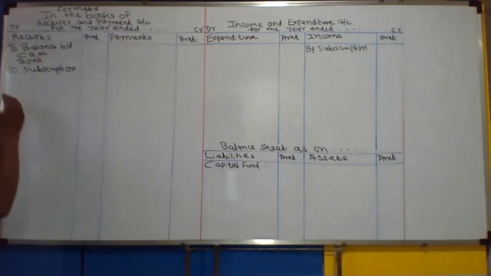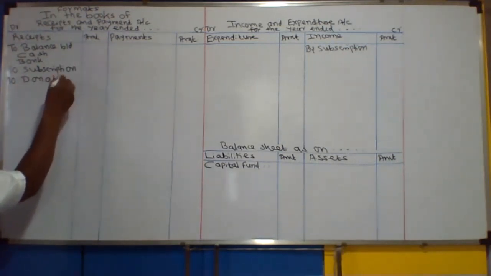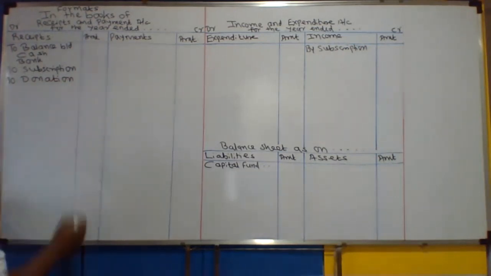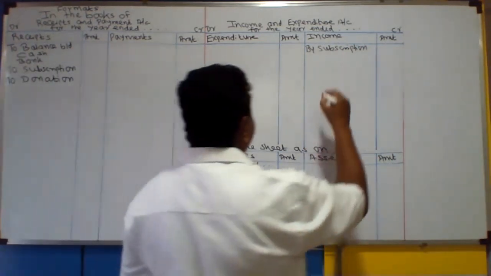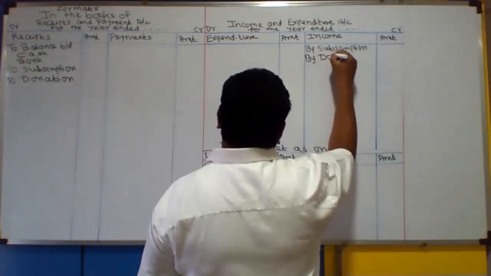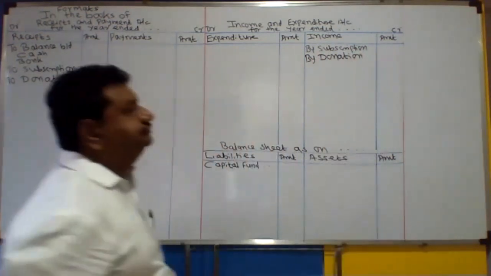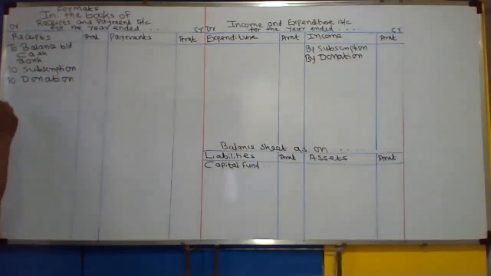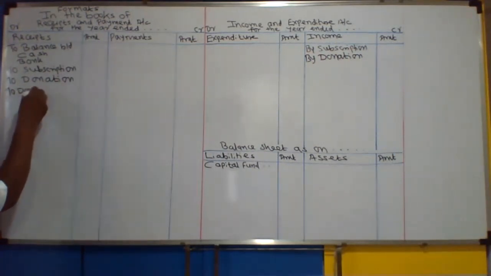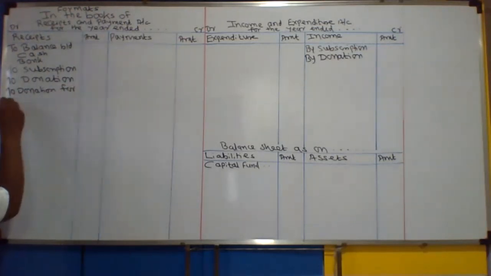Okay. Then there is a donation. This is treated as a general donation. So income. Donation. Income. Then again, to donation for building.